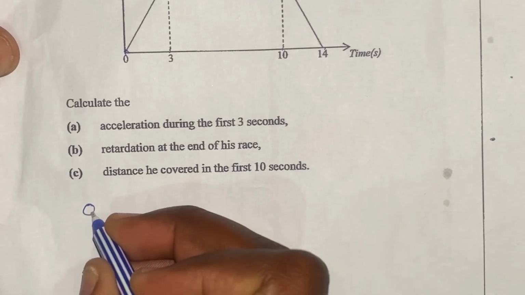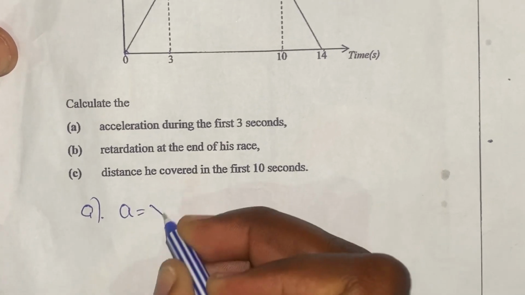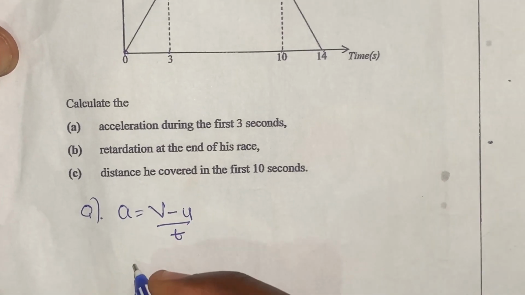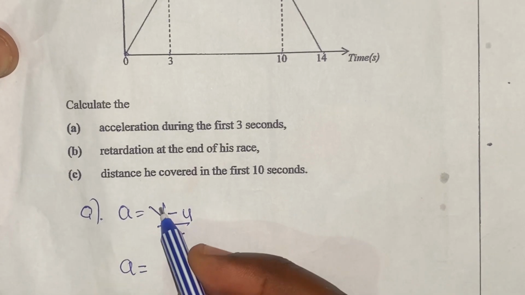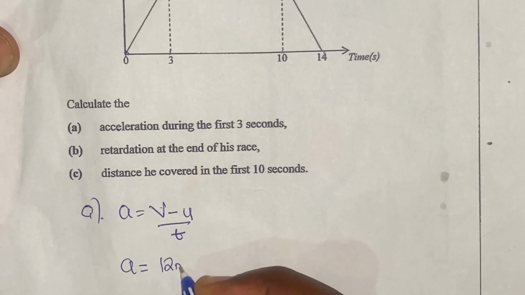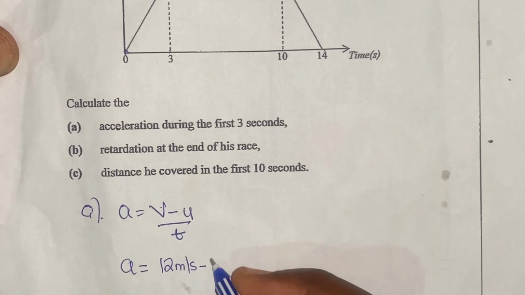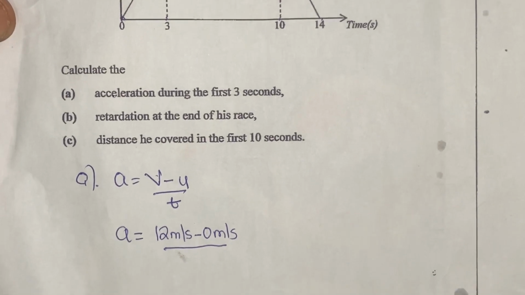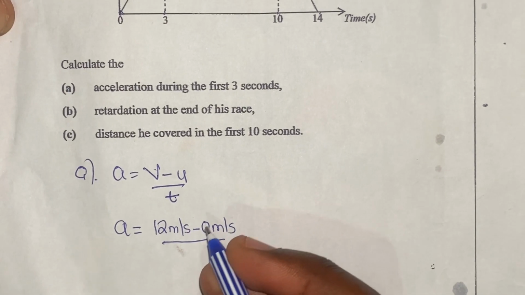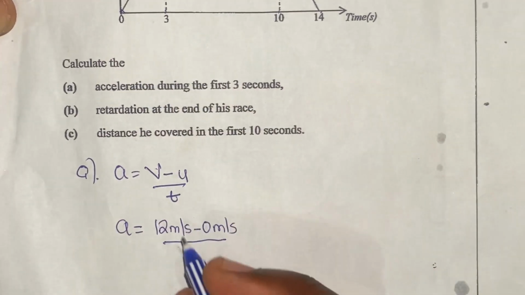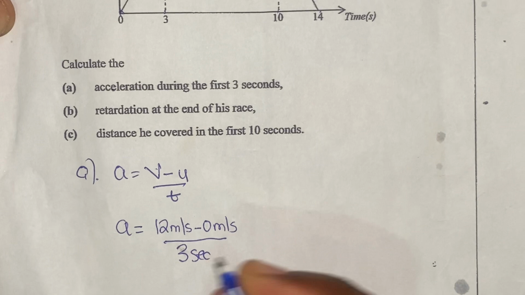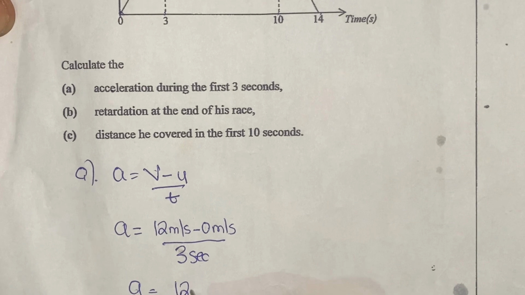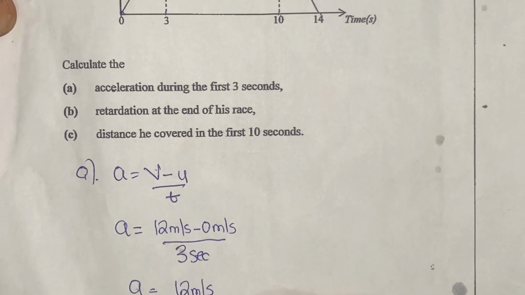So on A, we're going to say acceleration equals final velocity minus initial velocity over time taken. So acceleration equals the final velocity, that is 12 meters per second, minus the initial, which is 0 meters per second, then everything over the time taken, between 0 and 3. So we're going to subtract, which is going to give us 3 seconds. So acceleration equals 12 minus 0, that is 12 meters per second over 3 seconds.